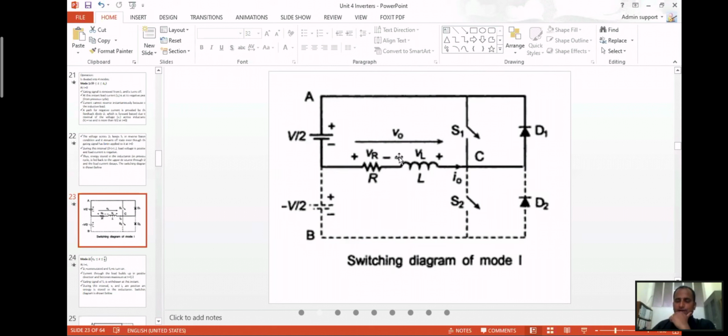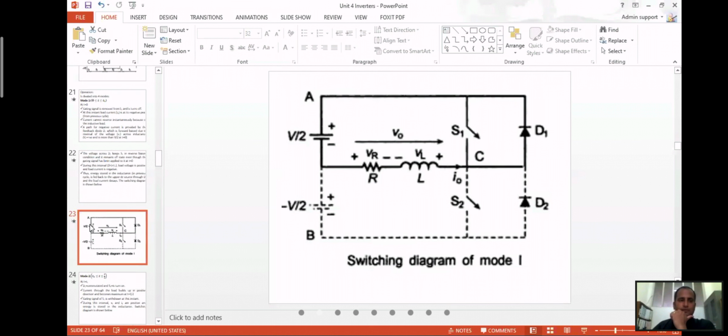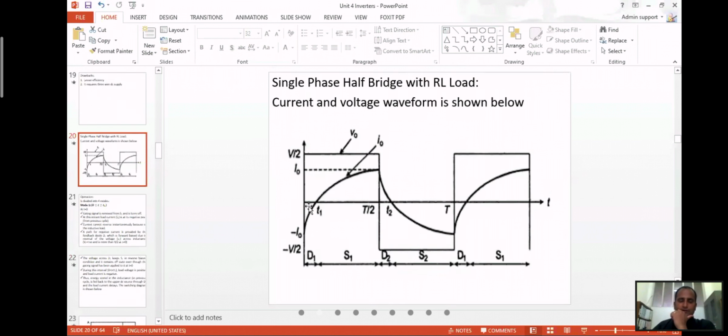Because of the inductive nature of the load, you have an RL load, so D1 will be conducting. It will also conduct at this particular point. So this is the interval 0 to T1, mode 1 operation.